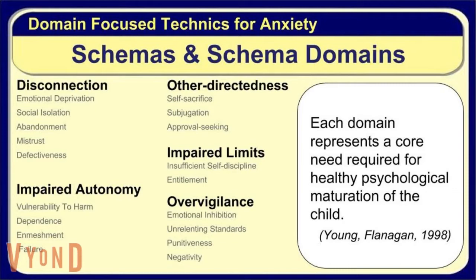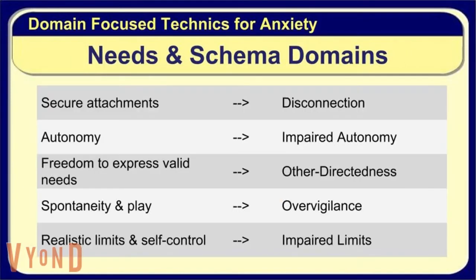Domains are schema groups which are accepted to represent a core psychological need, each. The 5 titles you are seeing on the screen are the names of the problematic areas. In the next slide you will see these titles and their related core needs. Here are the core needs related with the schema domains. It is assumed these domains are connected with these needs. And when the need is unmet, related schemas of the domain occur. For example, when the secure attachment need is unmet during childhood, the schemas of the disconnection domain develop. Other needs are autonomy, freedom to express valid needs, spontaneity in play, and realistic limits and self-control.